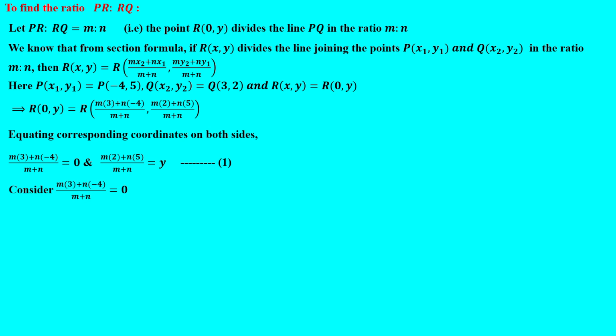Consider the first one, that is the x coordinate. (M into 3 plus N into -4) by (M plus N) equals 0. So cross multiplying, M into 3 plus N into -4 equals (M plus N) into 0, that is equal to 0. That is 3M minus 4N equals 0. Therefore 3M equals 4N. Therefore, taking N to the left-hand side and 3 to the right-hand side, M by N equals 4 by 3. Therefore M is to N equals 4 is to 3. Therefore the ratio PR is to RQ equals 4 is to 3.